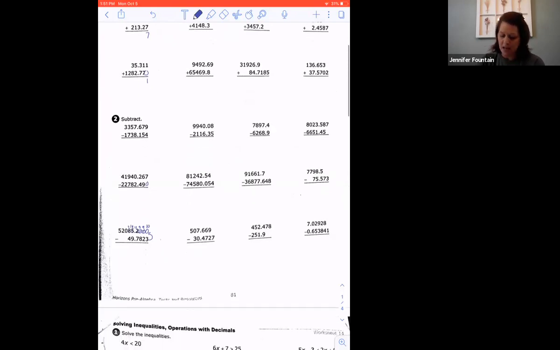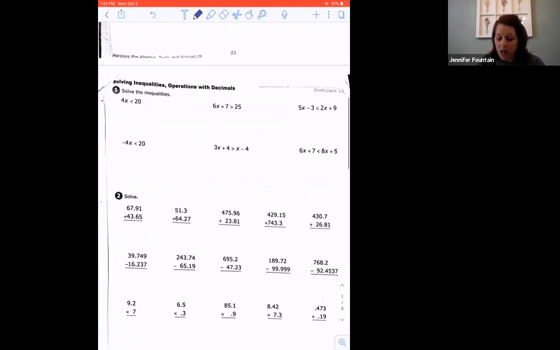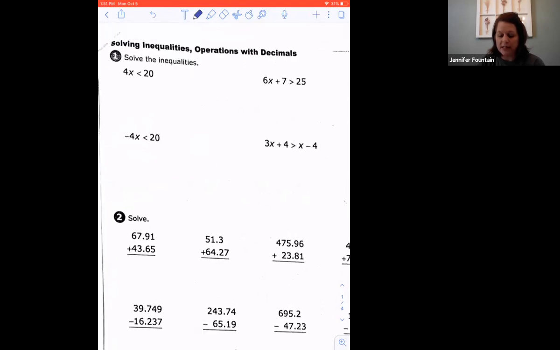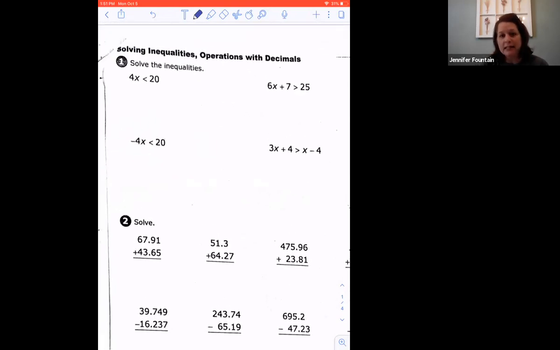Okay, now our inequalities. Basically we solve them exactly the same as we do equations, but if I multiply or divide by a negative number, I have to flip my sign. So go back through and make sure you have done that. Okay.